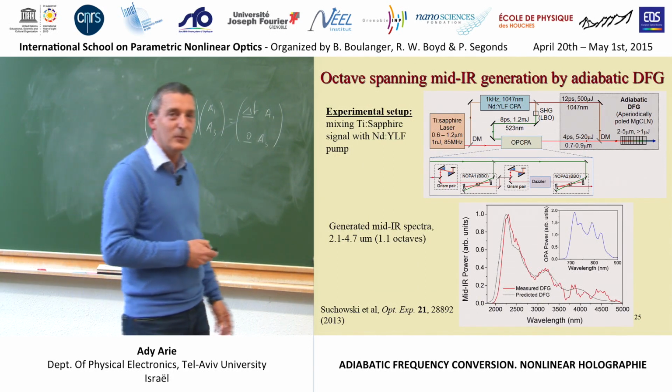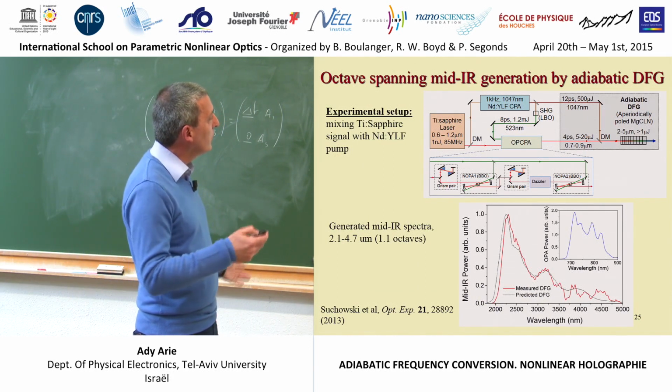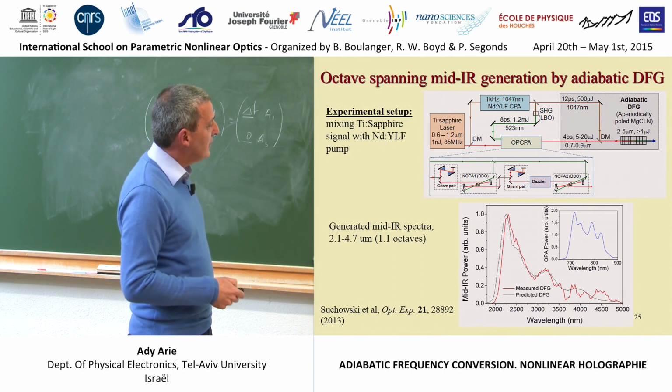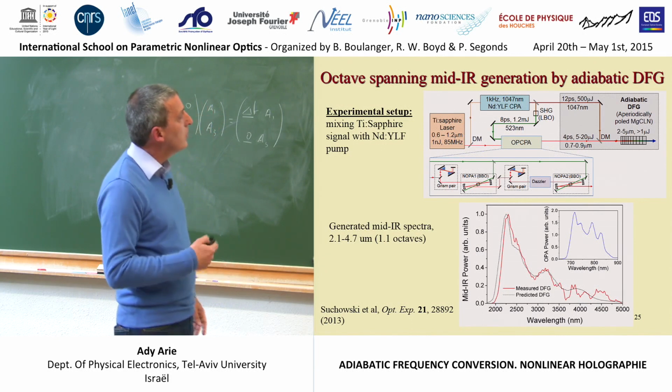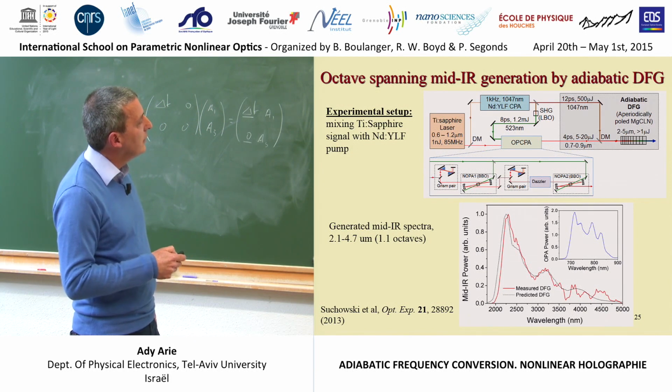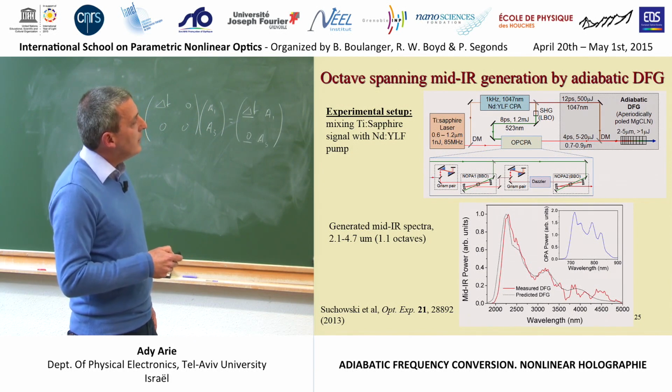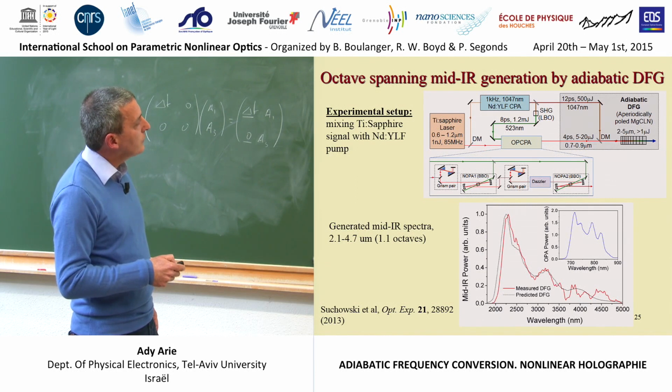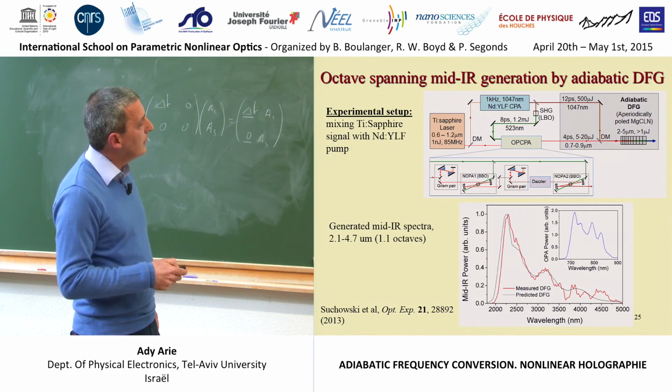So he repeated these experiments with a broader pulse. And in this case, the conversion is over more than 1 octave. So you can see this. What we have here is a Ti:sapphire laser, which basically is amplified in this OPCPA and goes to the crystal.